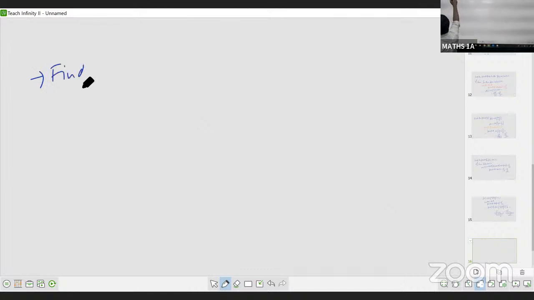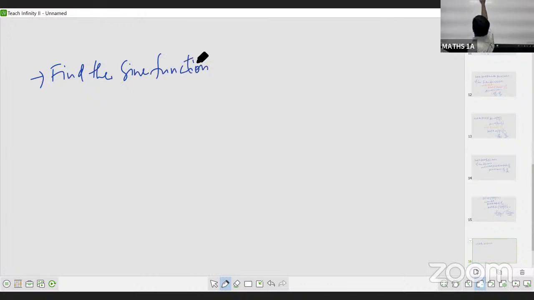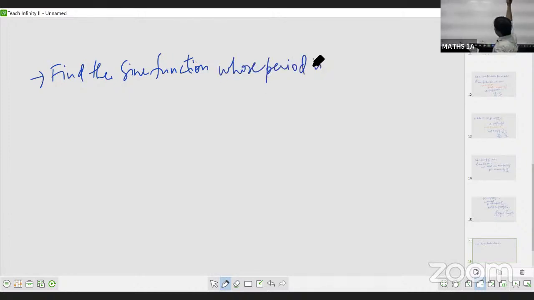Find the sine function whose period is 2 by 3. Find the sine function whose period is 2 by 3.